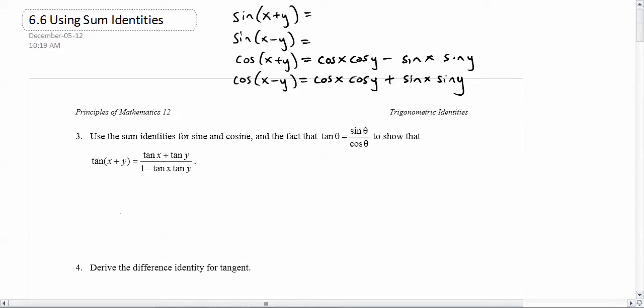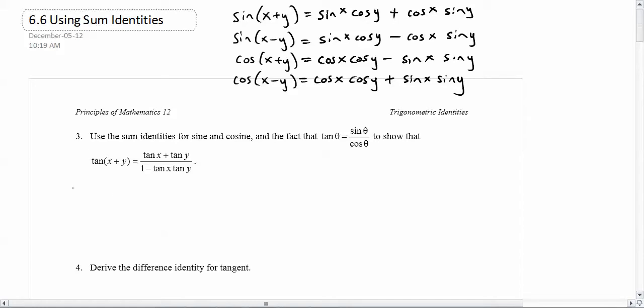The sine identities are similar, except they go sine cos, cosine sine. Both of them have sine cos, cosine sine, and you put the first angle first, and then the second. First angle, second angle. The nice thing about the sine identities is that the sign in the middle of the terms is the same.